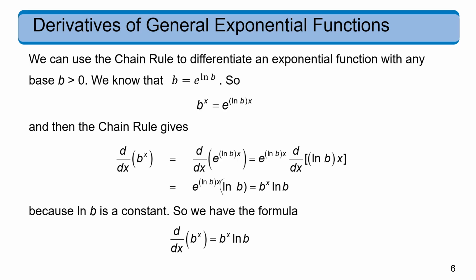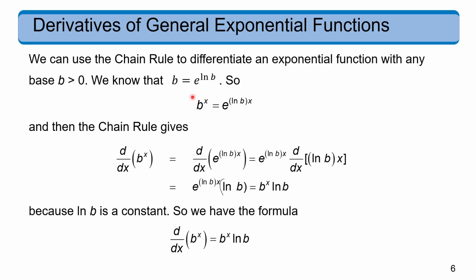Now that we know the chain rule, we can use that to find the formula for the derivative of any base b to the x. It doesn't have to be e to the x, it could be any number. So we can see the formula here, but we want to derive that. So we're going to rewrite b to the x using a property of exponents. So we know that b can be written as e to the natural log of b, right?